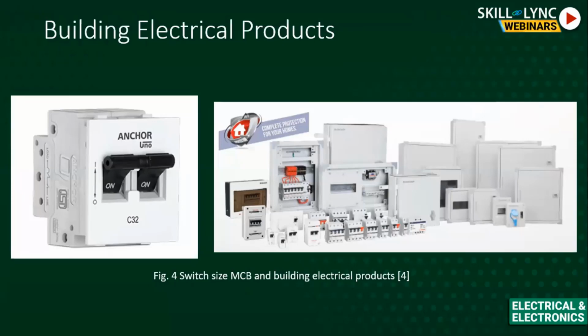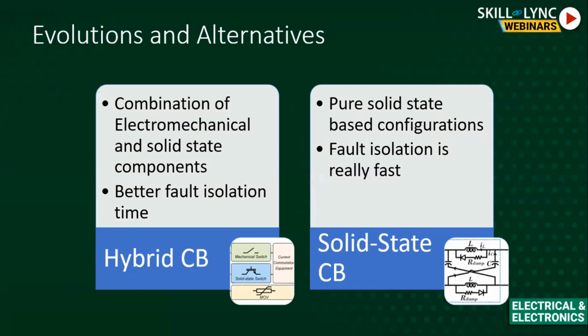At the same time, our understanding of the system operation is also evolving. These are the areas where the products have come. Products will keep on coming, and this is how the entire technology will evolve. So, what are the evolution and alternatives in this area?